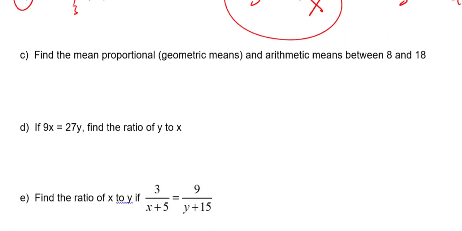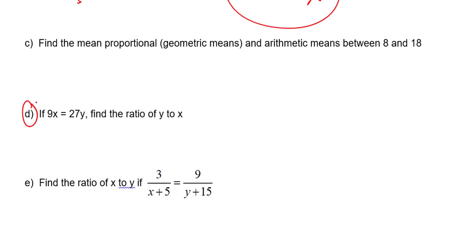Let's jump down to letter D. Find the ratio of y to x. So that would be y to x, would be like that. If it said find the ratio of x to y, you would be finding whatever x over y is equal to.